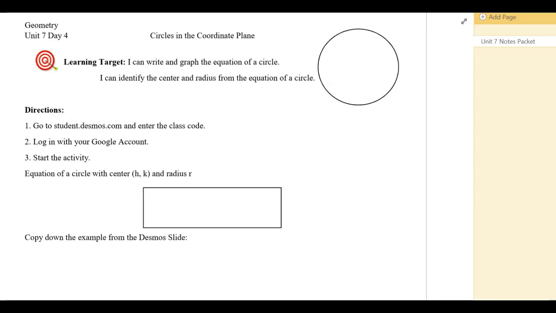Hello geometry students, Mr. Cazzato here, and today's learning target is to talk about the equation of a circle. And for the class activity, you may have done a Desmos. And so let's summarize what you learned in the Desmos.